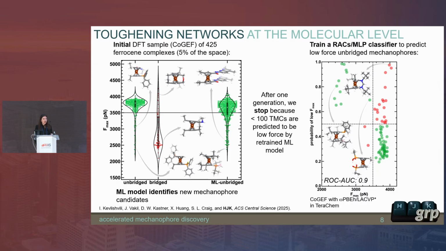We didn't continue an active learning workflow like the one I showed you on the first slide, because after one generation, we retrained the model on all of this additional DFT data, and we did not see any predicted new compounds. Only around 100 new compounds were predicted to be low force after retraining by the model.